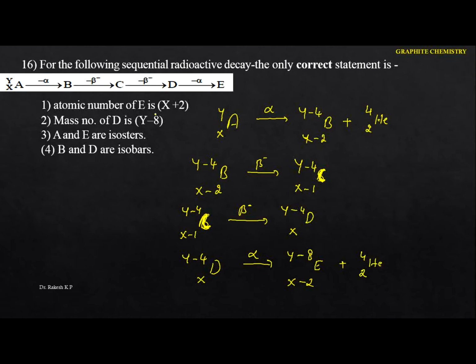So now you have to identify what the relations are here. Just go to this one here. So now identify the first one, the atomic number of E. They have given X plus 2, but here what we got is X minus 2. And the next thing is the mass number of D. They have given Y minus 8, but here we have Y minus 4. So A and E are the isosters.